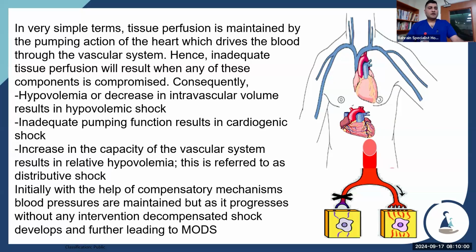Consequently, hypovolemia or decrease in intravascular volume results in hypovolemic shock. Inadequate pumping function results in cardiogenic shock. Increase in capacity of the vascular system results in relative hypovolemia. This is referred to as distributive shock. Initially, with the help of compensatory mechanisms, blood pressure is maintained, but as it progresses without any intervention, decompensated shock develops, further leading to multi-organ dysfunction syndrome.